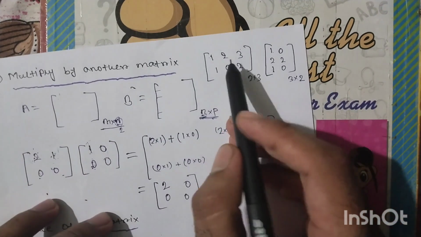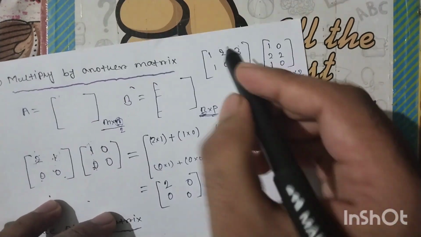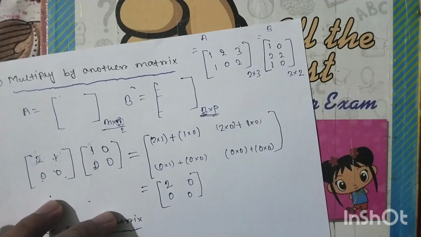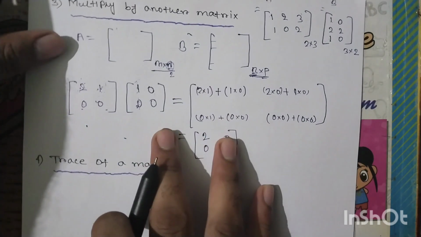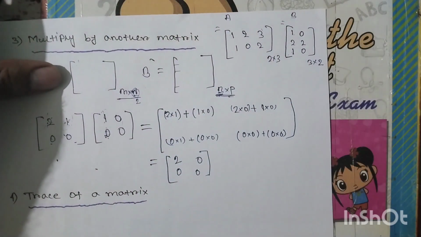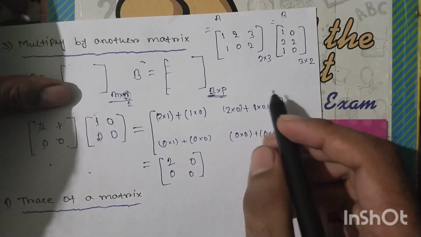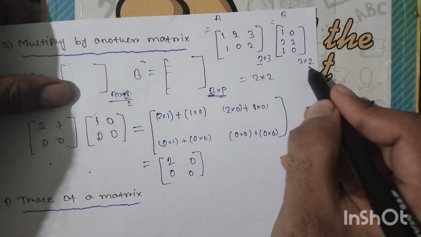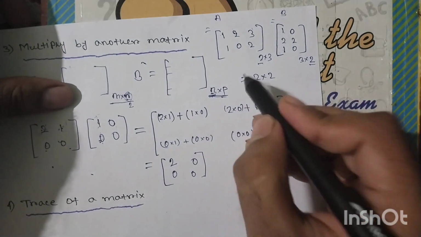The first thing is that the number of columns of the first matrix should be equal to the number of rows of the second. This is our main property of matrix multiplication. The output should be a 2 cross 2 matrix. You can check it by yourself.